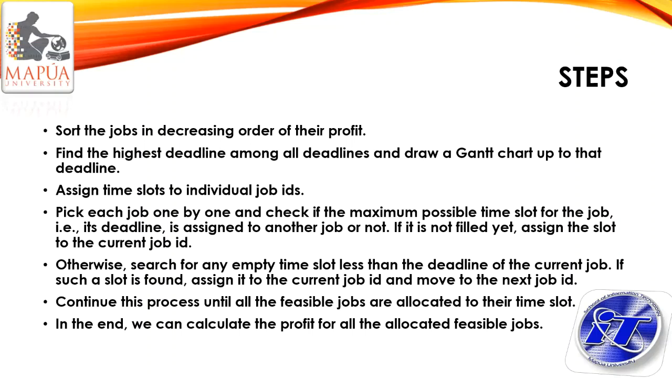And in case it is impossible to process it, the job will not be processed, so it will not be allocated. Then continue this cycle until you analyze the last job. So at the end of the analysis, we can calculate the maximum profit and determine the feasible jobs and the sequence of the jobs. So let's have an example.